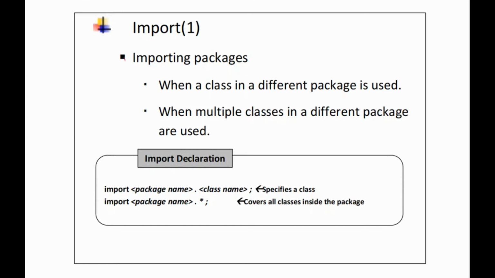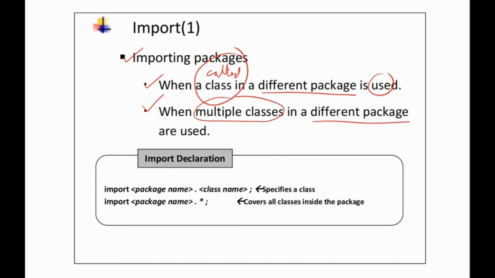So you import packages when the called class is in a different package, or when a caller class calls or uses a class that is stored in a different package, and when multiple classes in a different package are used. So how do you write import statements in your source file?